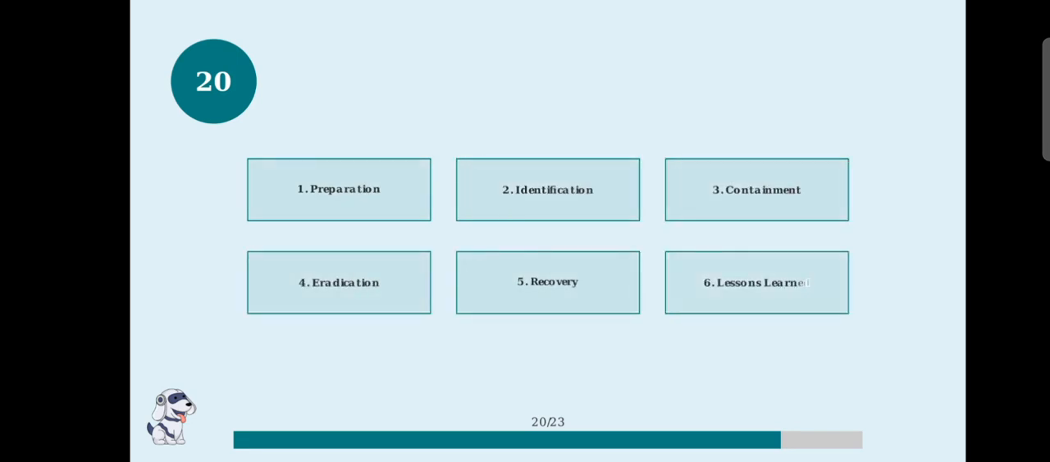The incident response process actually consists of 6 key phases that organizations must follow systematically. Here are the 6 phases. Preparation involves creating plans and training teams. Identification means detecting and analyzing incidents. Containment stops the incident from spreading. Eradication removes the threat completely. Recovery restores normal operations. And lessons learned improves future response.